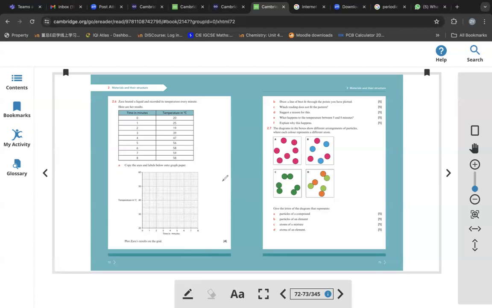I think A might be D. Okay, this is D. Okay, very good. And then B is C. Okay. And then C might be B. Okay, very good. Mixture. D is A. Yeah, I think you're able to differentiate.